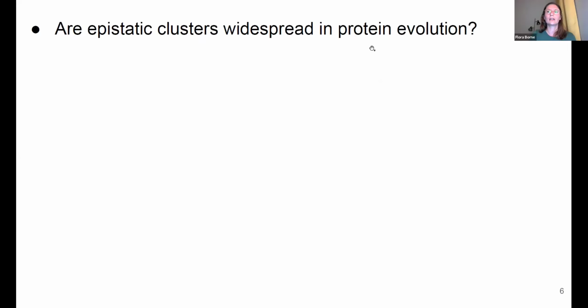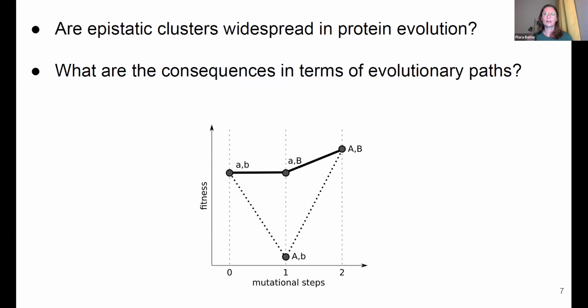And so my main question was, are epistatic clusters widespread in protein evolution? Can we find this kind of clustering pattern in other proteins than these very specific toxin-resistance examples? And what are the consequences in terms of evolutionary paths? Because here, if I take back this very simple example, if you want to go from this initial state to a more adaptive state, you can have two options. First have this A mutation and then the B, or have the B first and then the A. And if there is a lot of epistasis, and especially negative epistasis, it will constrain your evolutionary path.